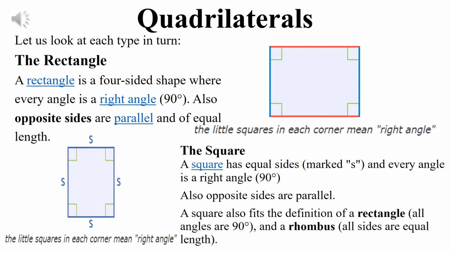The rectangle. A rectangle is a four-sided shape where every angle is a right angle or 90 degrees. Also, opposite sides are parallel and of equal length. The little squares in each corner mean right angle. The square. A square has equal sides, marked S, and every angle is a right angle or 90 degrees. Also, opposite sides are parallel. A square also fits the definition of a rectangle, all angles are 90 degrees, and of a rhombus, all sides are equal length. The little squares in each corner mean right angle.